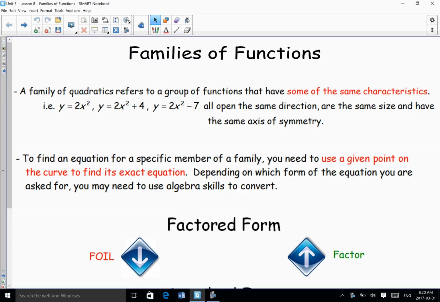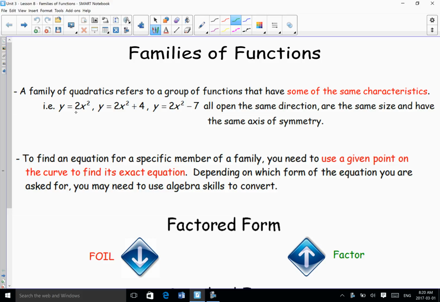In this lesson, we're going to examine quadratics and the families of functions that they fit into, how we can convert from one family member to another, and things that they may or may not have in common. So generally, a family of quadratics refers to groups of functions that share some of the same characteristics, just like you share some of the same characteristics of your family. Not all exactly the same, otherwise it would just be the same function, but they have similar ideas.